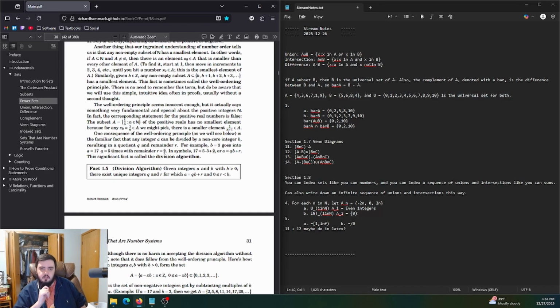The well-ordering principle seems innocent enough, but it actually says something very fundamental and special about the positive integers N. In fact, the corresponding statement for the positive real numbers is false. That is true, but it does have a supremum and an infimum, and that's just as important for the real numbers. The subset A equal to 1 over n. Yeah.